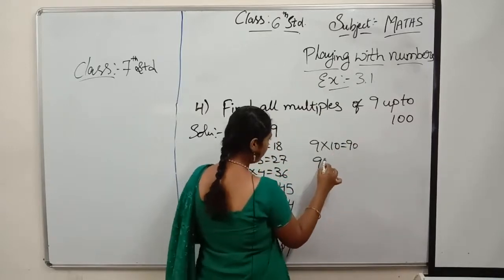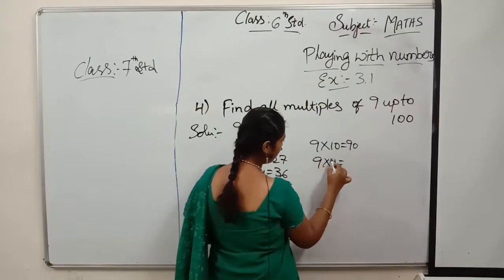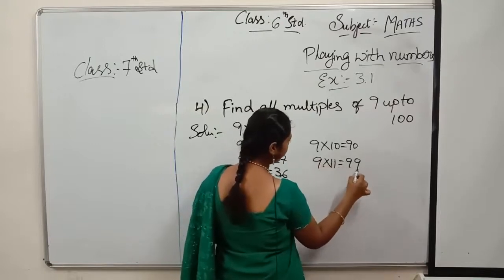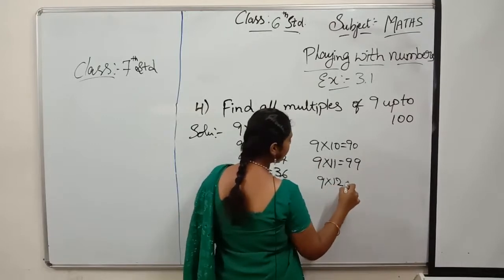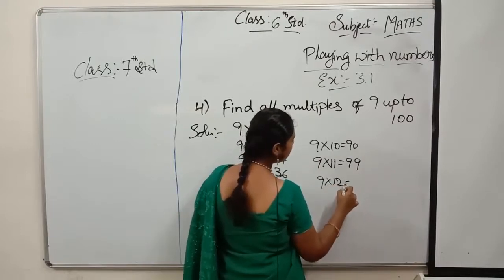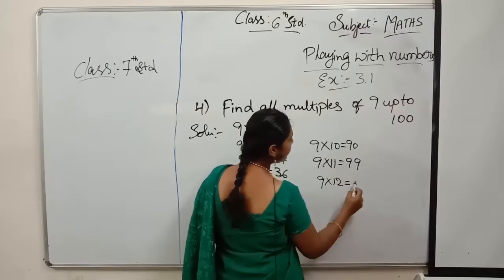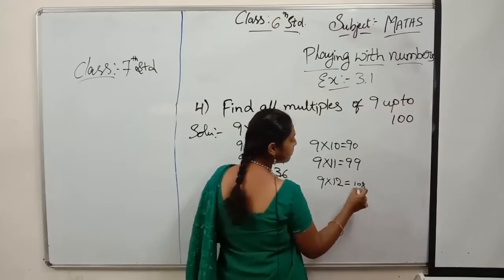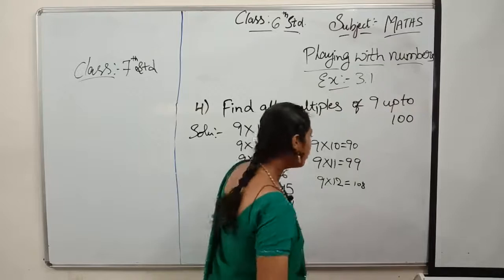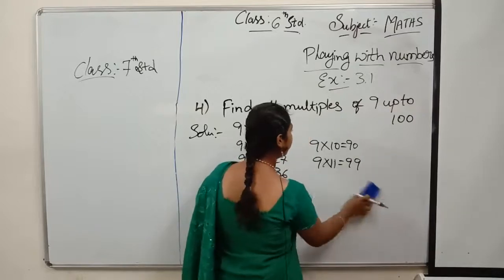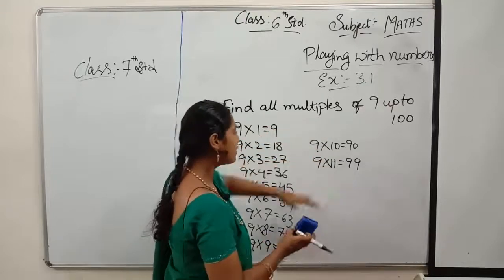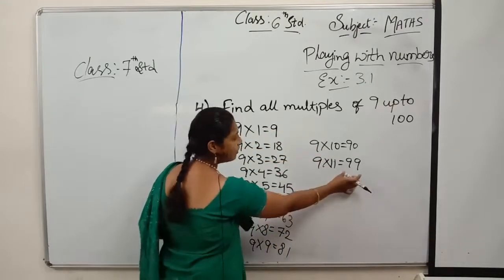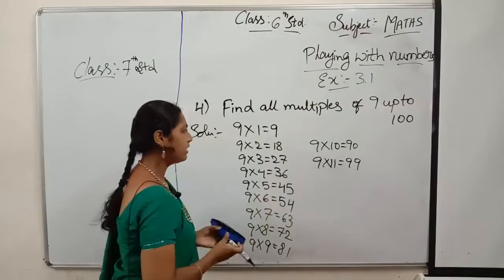So again, 9 11s are 99. They said up to 100, so 9 12s are 108. Yes, it is a big number, so till here only we have to write. Find all multiples of 9 up to 100, they ask. So till 99 we will get. These are the multiples of 9.